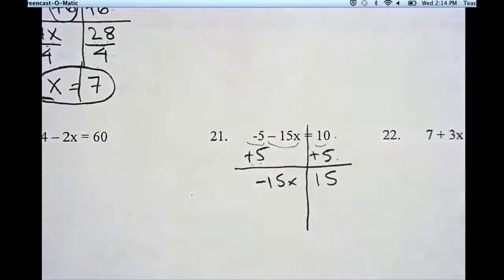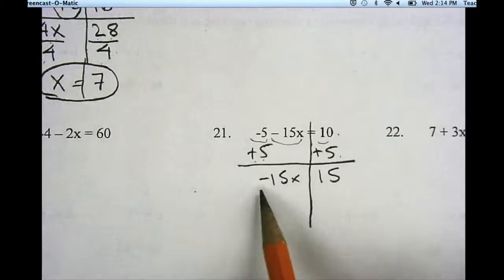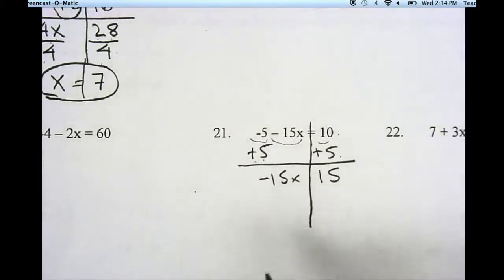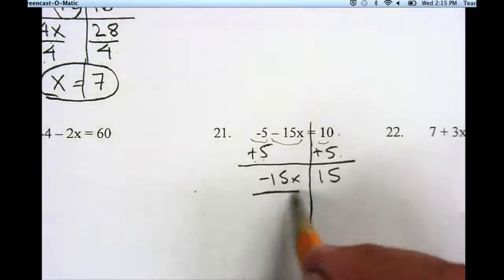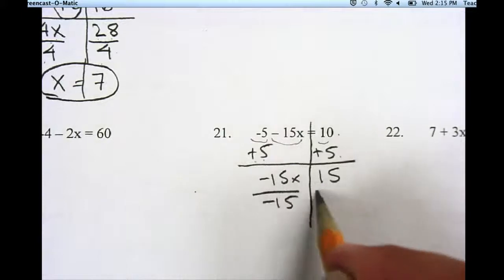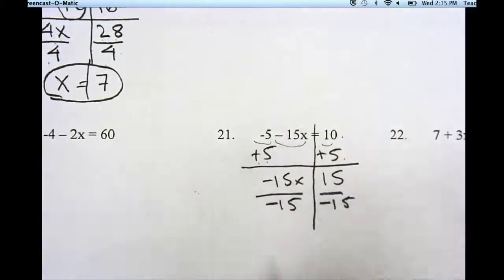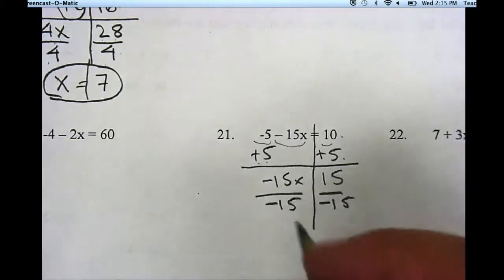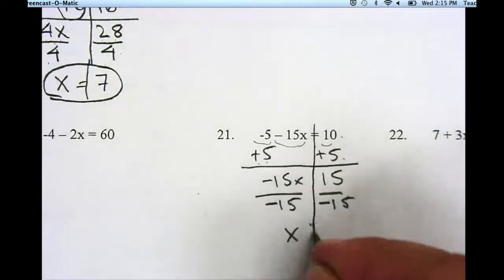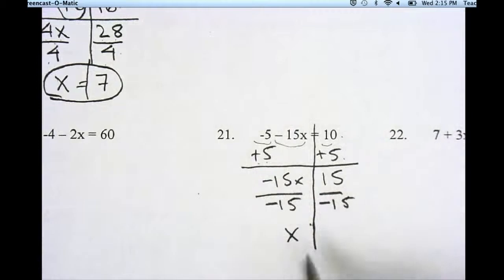Now I've got to undo it with my second step. Well, I've got to undo multiplying x by negative 15. What's the opposite of multiplying by negative 15? Dividing by negative 15. So I've got to do it to both sides so it stays balanced. Negative 15 divided by negative 15 is just 1. So I'm left with x on the left side. That's what I wanted to get. I need to get x all by itself on the left side.